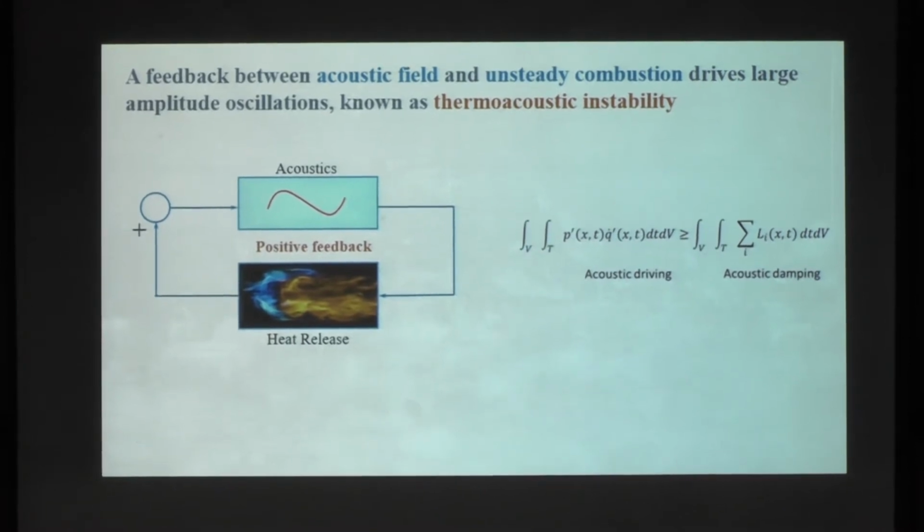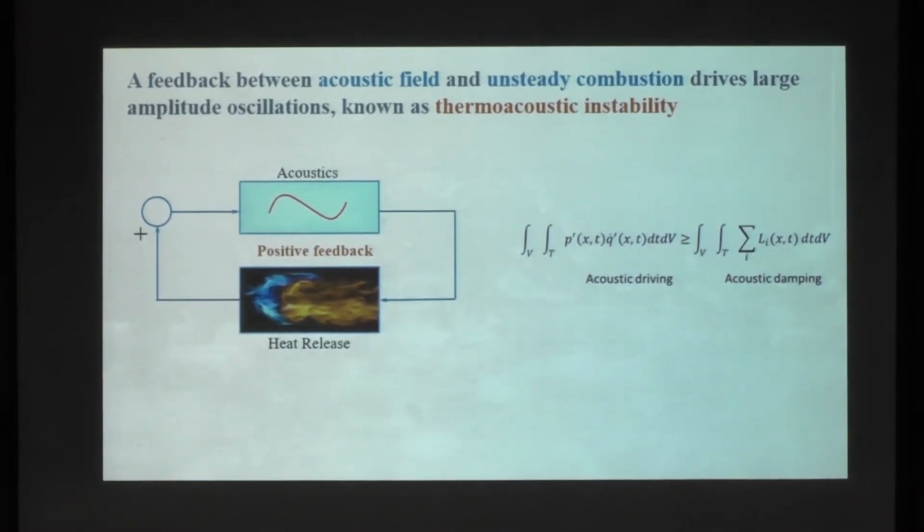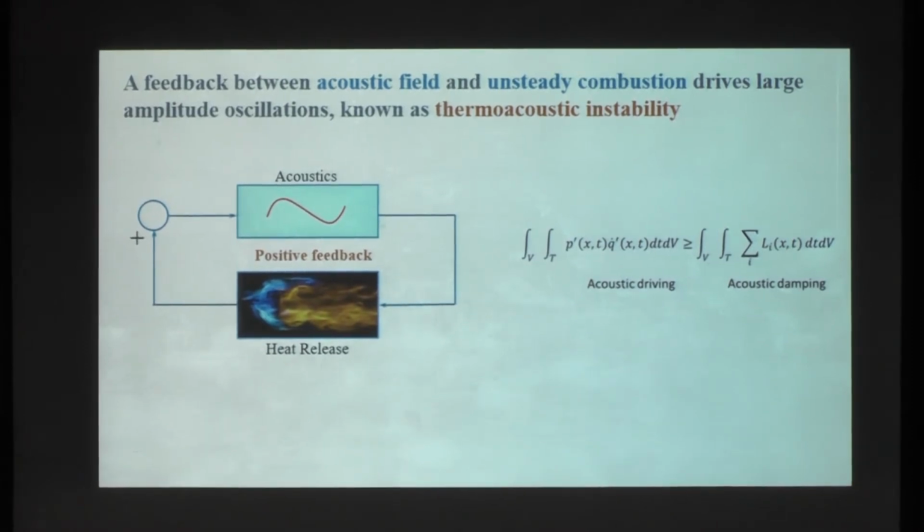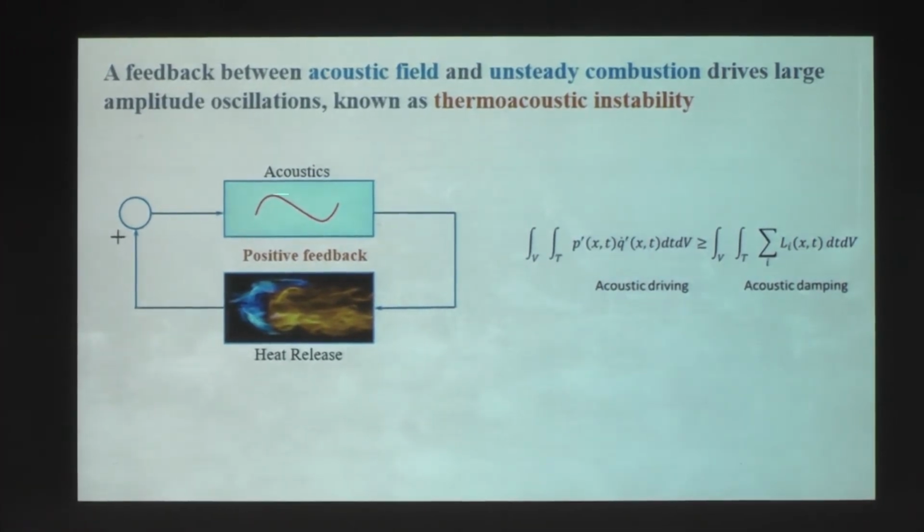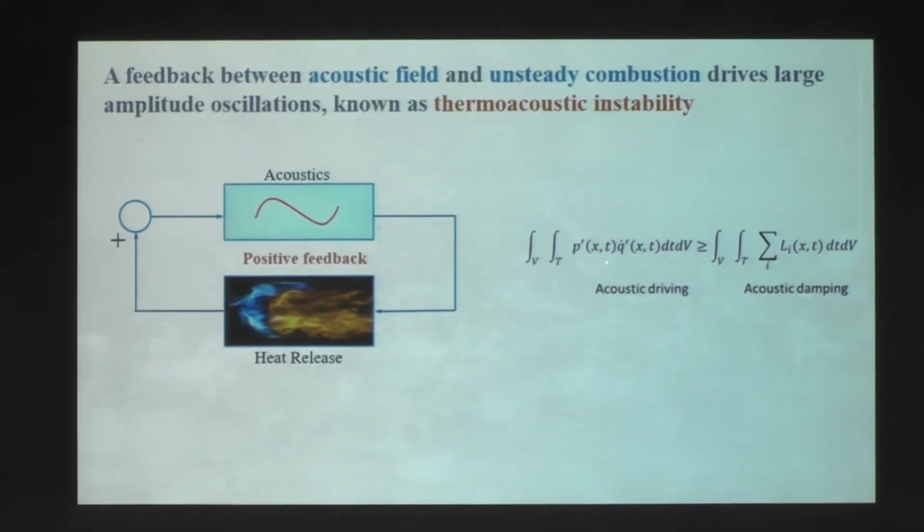So there is a high amplitude of pressure oscillation, known as thermoacoustic instability, which happens due to the positive feedback between acoustic oscillation inside the combustion chamber and the fluctuation of heat release rate. Now when this acoustic energy grows, that depends on the condition represented in this equation. The first condition is that the instantaneous phase difference between the two oscillations, pressure and heat release rate, should be between minus 90 and 90 degrees, so that the left hand side becomes a positive quantity, that is the acoustic driving. That is known as the Rayleigh criterion.